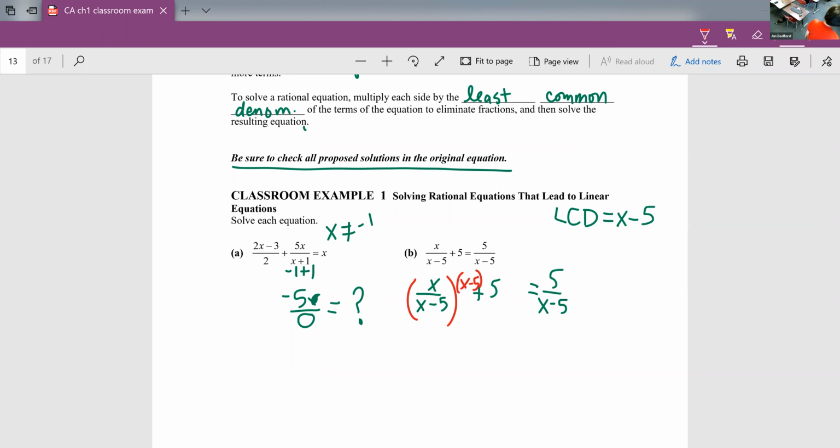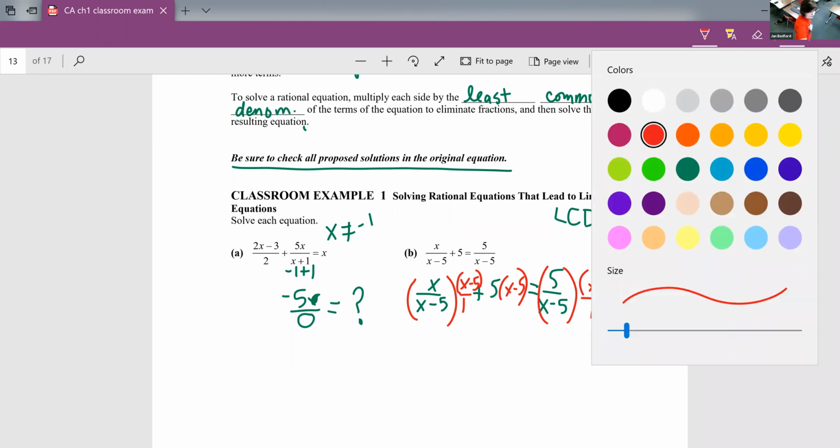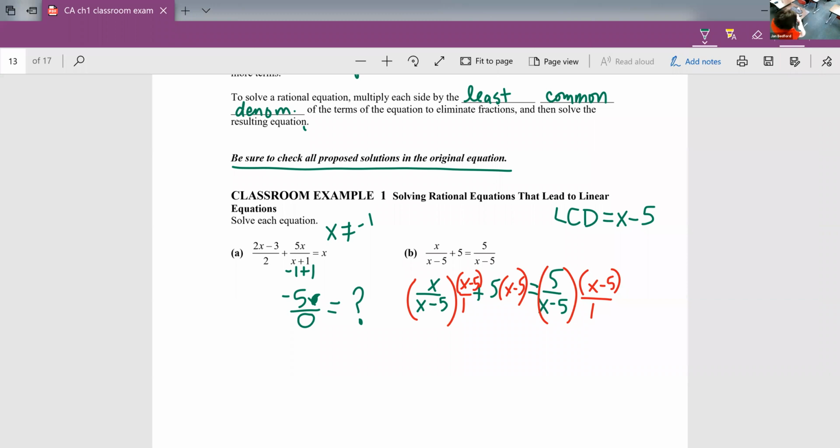Now, I don't want to do x minus 5 over x minus 5. I want to multiply by x minus 5 over 1. And I'm going to multiply this 5 times x minus 5. And I'm going to multiply this fraction times x minus 5. So far, we okay? Same process we were using back in the first part of chapter 1. It's just now we've got this variable that's part of the denominator.